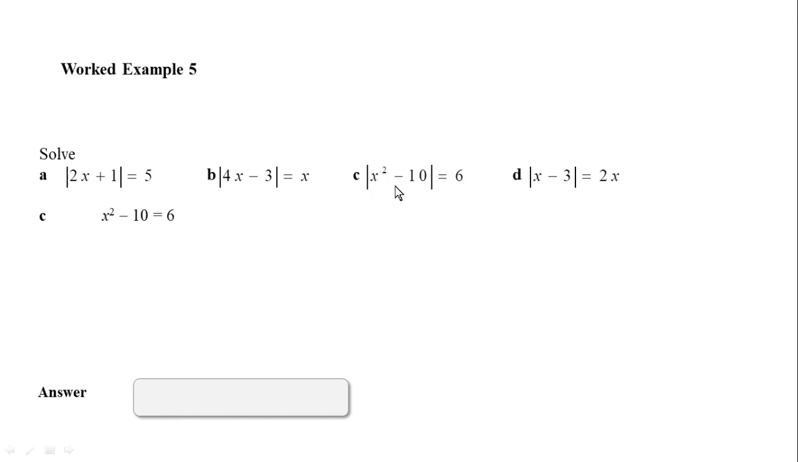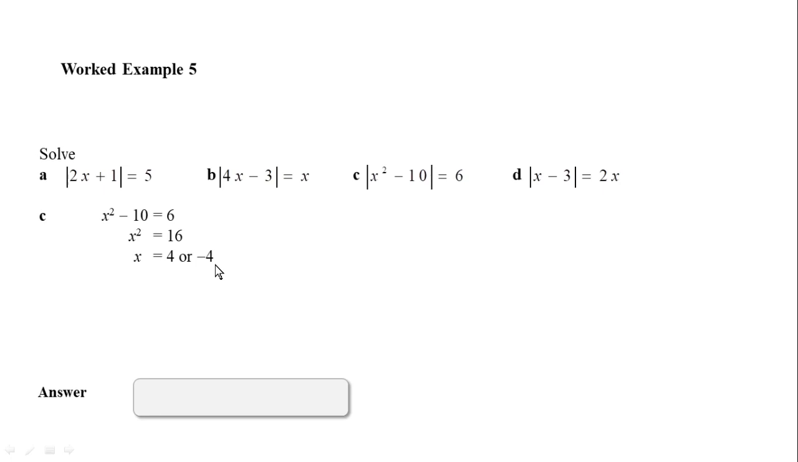The modulus of x squared minus 10 is equal to 6. So again, it's a modulus, so I want to make the 6, or the right side of the equation, positive and negative. Let's do the positive first. It will become x squared equals, you add 10 to both sides, x squared is equal to 16. And if you square root both sides, you'll have two values, a positive and a negative. So 4 and negative 4.